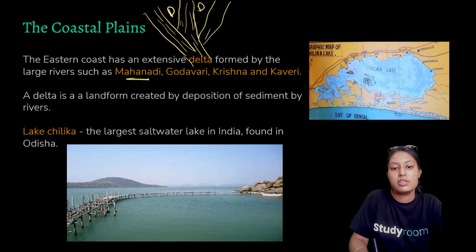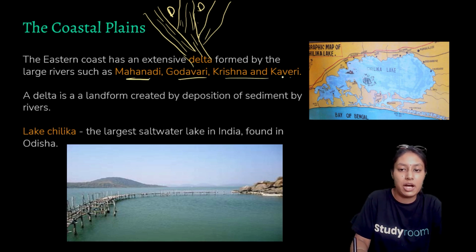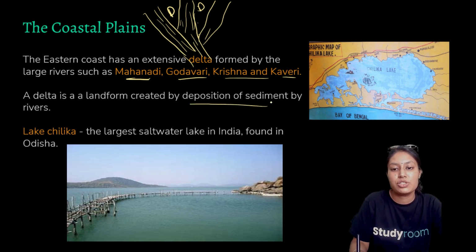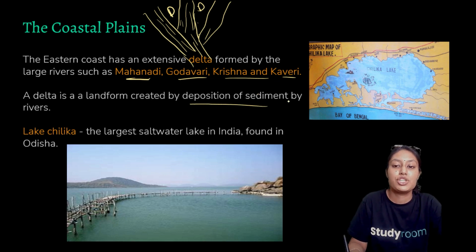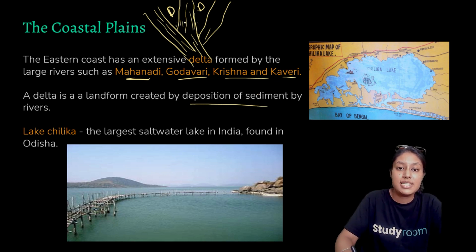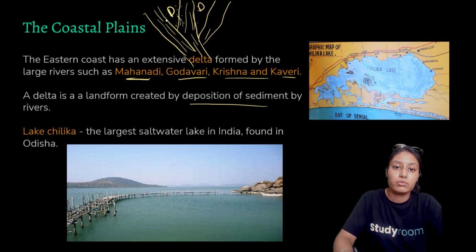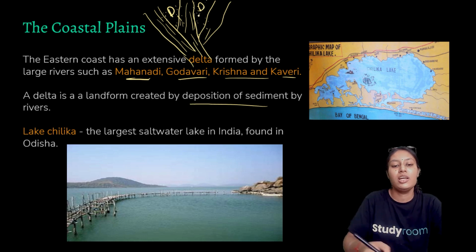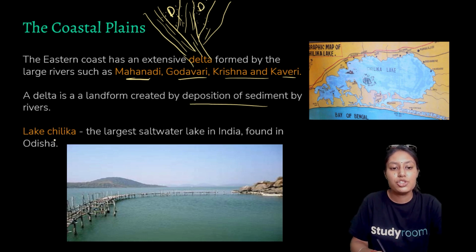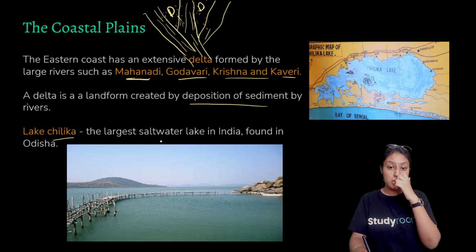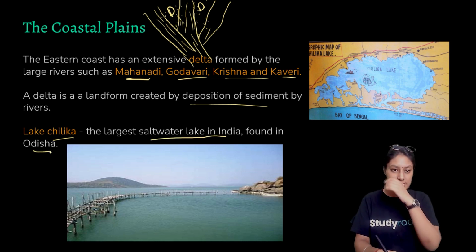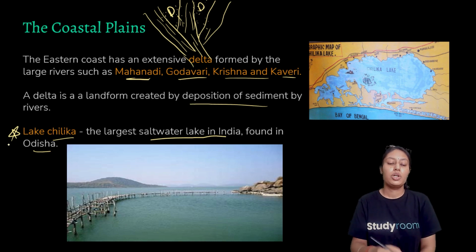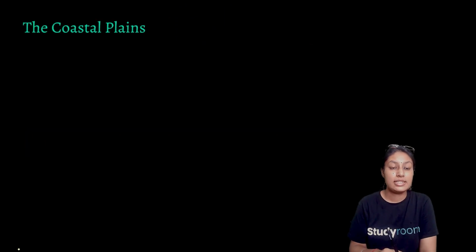These come from the rivers Mahanadi, Godavari, Krishna, and Kaveri. A delta is formed by the deposition of sediments by the rivers. Whatever sediments the rivers leave on the land, in that area a delta is formed. Lake Chilika is the largest saltwater lake in India, found in Odisha. This is a factual check for you.